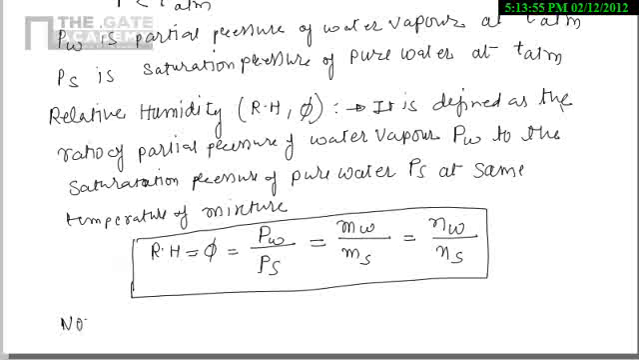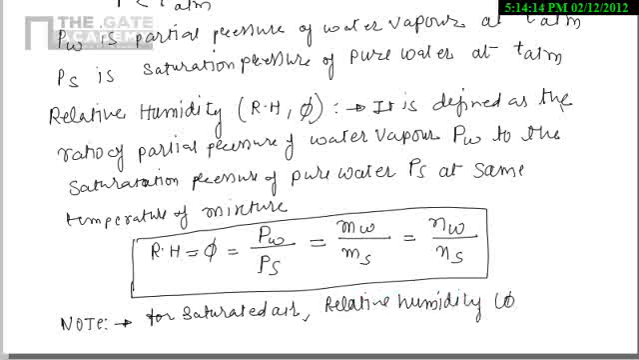So I am writing the important factor here. For saturated air, the relative humidity, that is phi, for saturated air, the relative humidity will be 100%. So remember this thing, for saturated air, the relative humidity will be 100%.